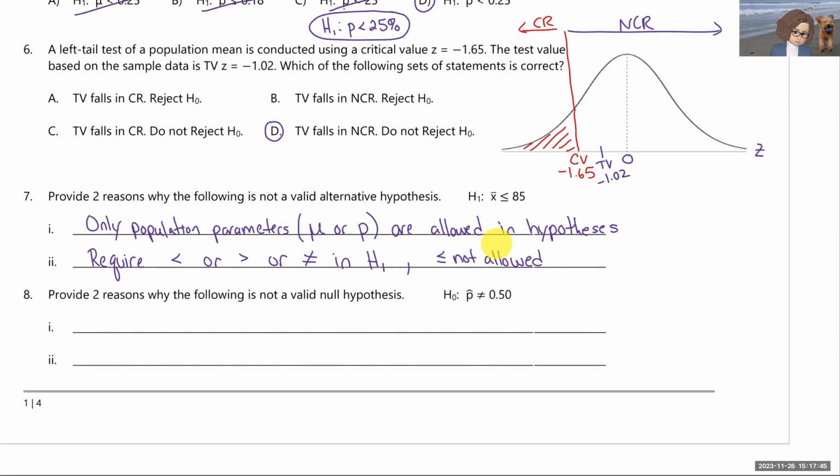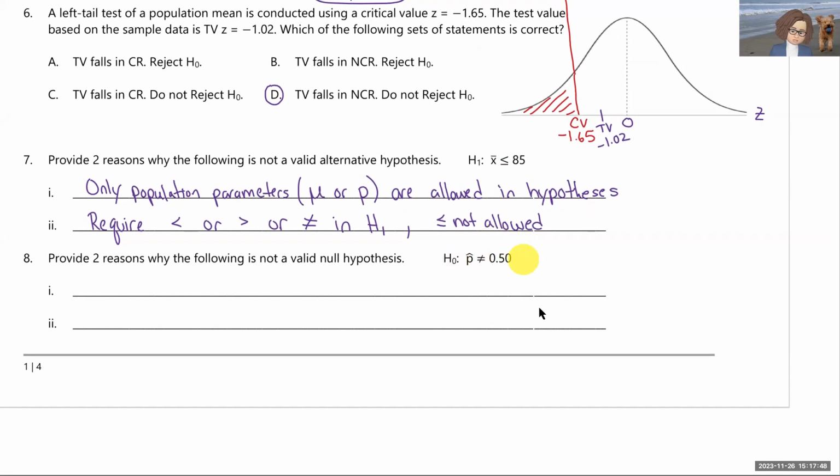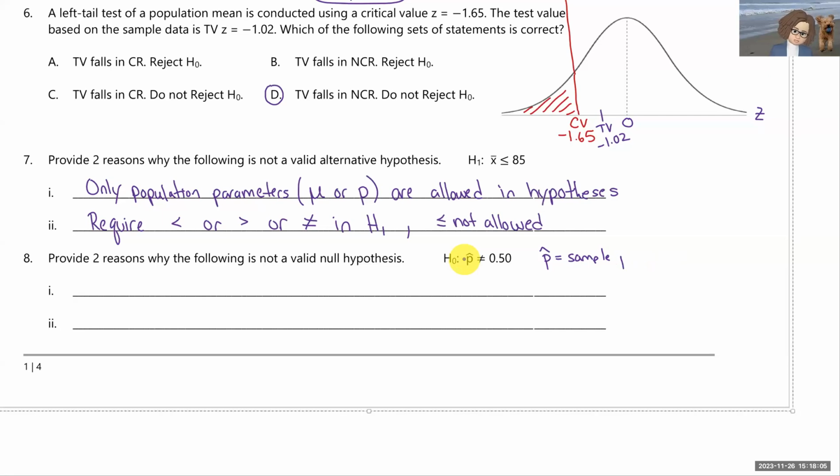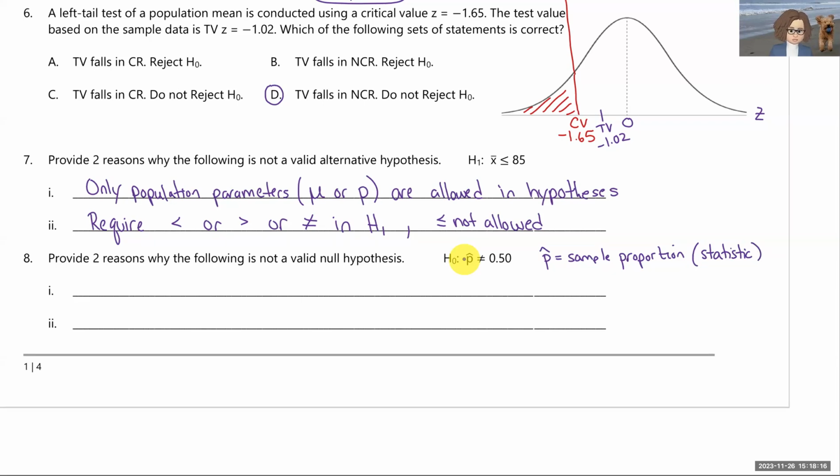And then number 8 here, 2 reasons why this is not valid. So similarly, no p hats, right? So just a reminder that p hat equals your sample proportion. So remember, sample information, that's called a statistic. So statistics are not allowed in hypotheses. We need to have parameters. All right, so p hat, statistic, not allowed.